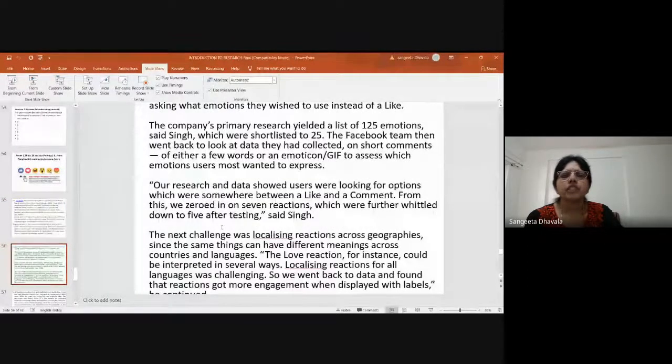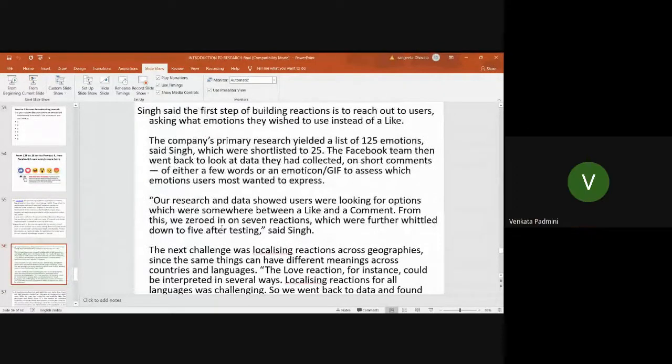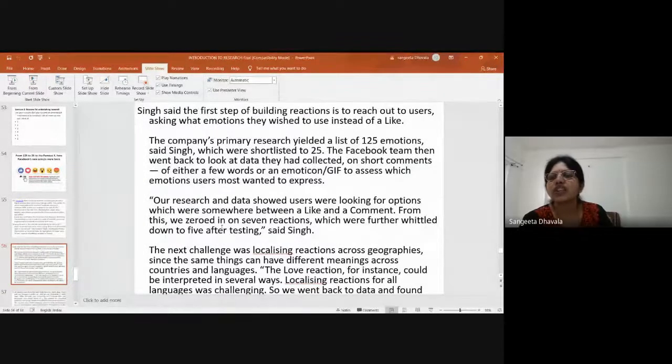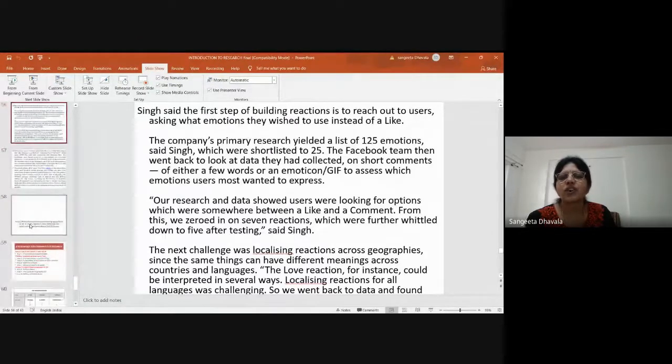So here Singh said the first step of building reactions is to reach out to users asking what emotions they wish to use instead of like. The company's primary research yielded a list of 125 emotions, said Singh, which were shortlisted to 25. The Facebook team then went back to look at data they had collected on short comments of either a few words or an emotion or GIF to assess which emotions users wanted most to express.